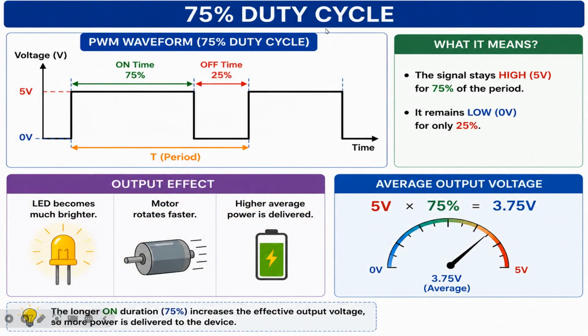This is for the 75% duty cycle. Again the average output voltage is calculated like this: 5 volt into 75% is equal to 3.75 volt. This will be your average voltage. Now the LED will be brighter than the previous one, the 50% duty cycle, and the motor will rotate faster, and a higher average power is delivered. Here the signal remains on for 75% of the time period and off for 25% of the time period.